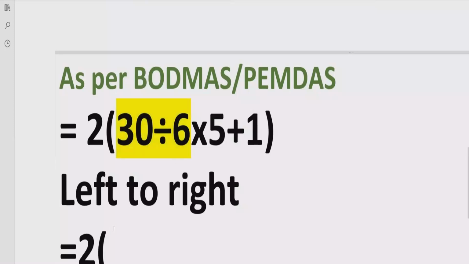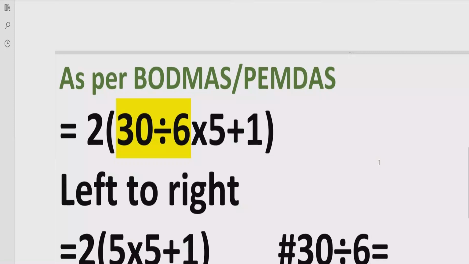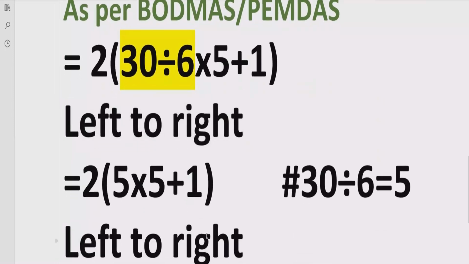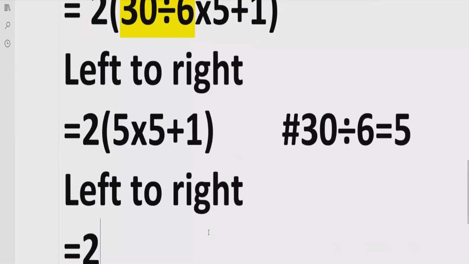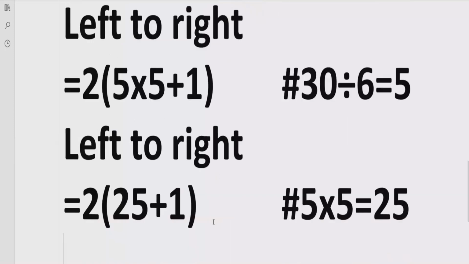30 divided by 6 equals to 5. Multiply by 5 and plus 1 we will write as it is. And here we will give the reference 30 divided by 6 equals to 5. Now again, we will go left to right and find out division and multiplication. So now we have multiplication, 5 fives are 25, plus 1 we will write as it is. And here we will give the reference 5 multiplied by 5 equals to 25.